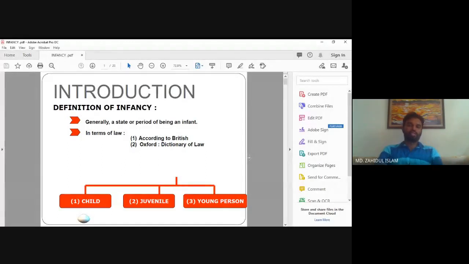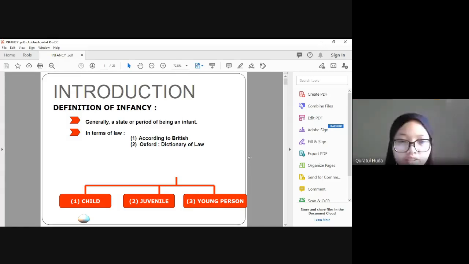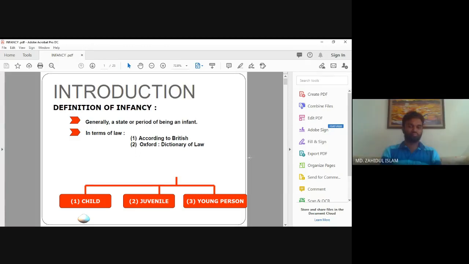Okay, today we will discuss infancy. Are you familiar with this word, infancy? Did you hear this word, infancy? Underage or children, those who do not attain the age of puberty yet. Yeah, almost. Anyone else? Anything else? Anybody? Okay. Infancy, generally, is a state or period of being an infant.